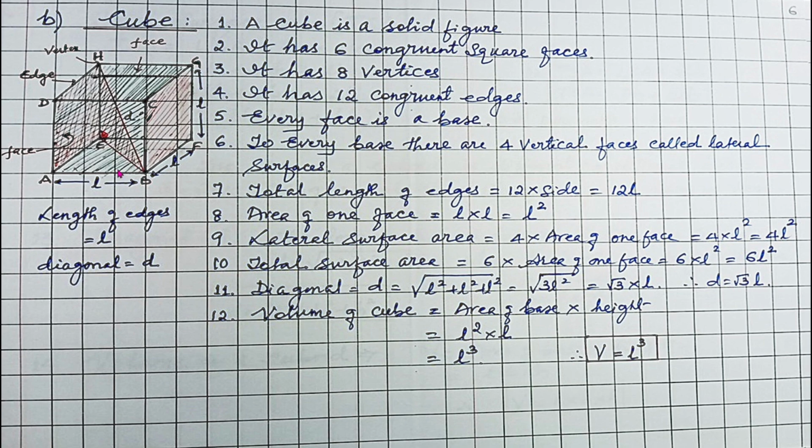Also, if you take a cube of 1 meter side length, that is 1 meter into 1 meter into 1 meter, then it becomes a 1 meter cube. That means the volume of the cube is 1 meter cube, and its capacity will be 1000 liters. Remember that. So that is how we understand the capacity, the volume, and the parameters of a cube.